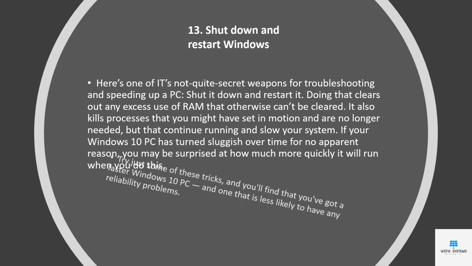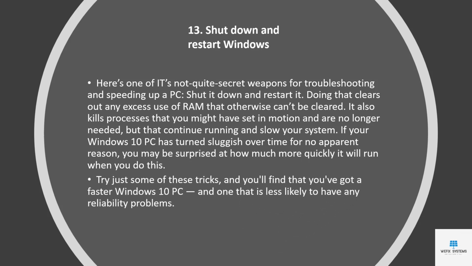Step 13. Shut down and restart Windows. Here's one of IT's not quite secret weapons for troubleshooting and speeding up a PC: shut it down and restart it. Doing that clears out any excess use of RAM that otherwise can't be cleared. It also kills processes that you might have set in motion and are no longer needed, but that continue running and slow your system. If your Windows 10 PC has turned sluggish over time for no apparent reason, you may be surprised at how much more quickly it will run when you do this.